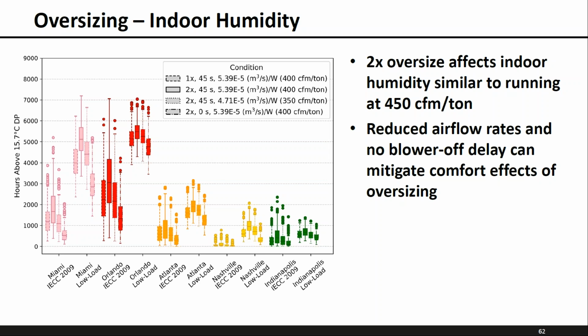So there were different aspects of the study. In the first results section that we talked about, where we're talking about sensible and latent loads, that was the only portion of the analysis where we controlled the RH to 55%. In all the other results that we showed, hours above 15.7 degrees C dew point, those simulations did not have a dehumidifier, and so the humidity in those simulations was floating. It wasn't fixed to 55% RH.